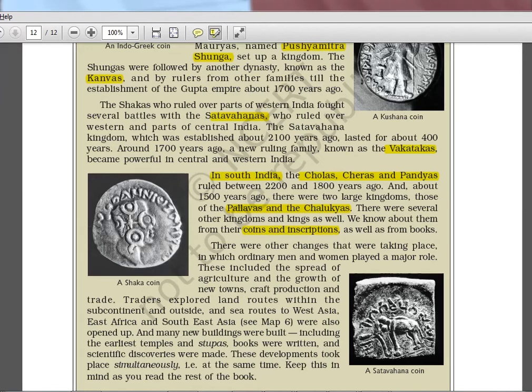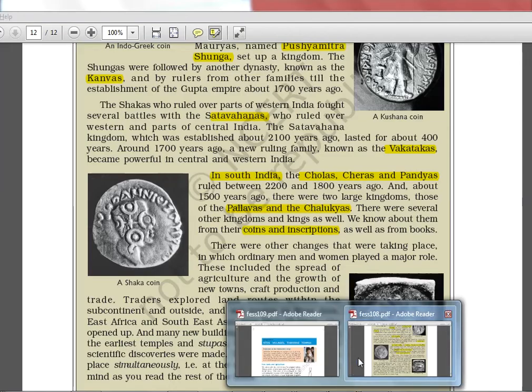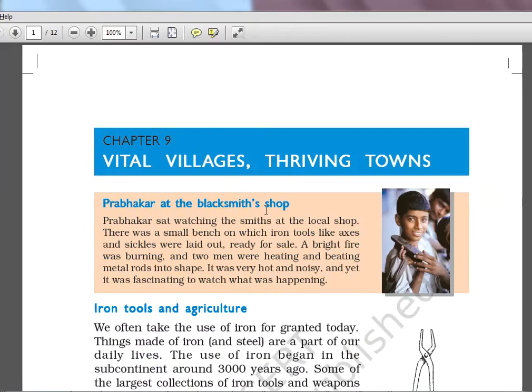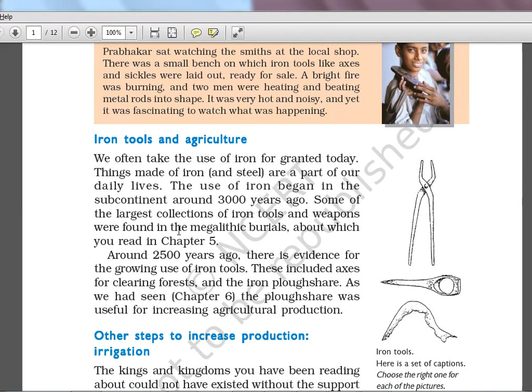Now we'll go to chapter number 9, which is the topic for today. So this is actually not about any dynasty. This is an intermediate chapter where they are telling about the villages, because we are talking a lot about the political aspect, the kingdoms, the dynasties and all. But what about the local people? So there are a lot of terminologies which UPSC keeps on asking. So I wanted to make you familiar with those things.